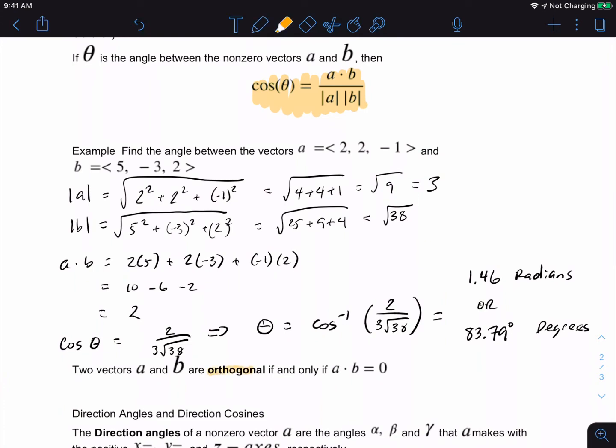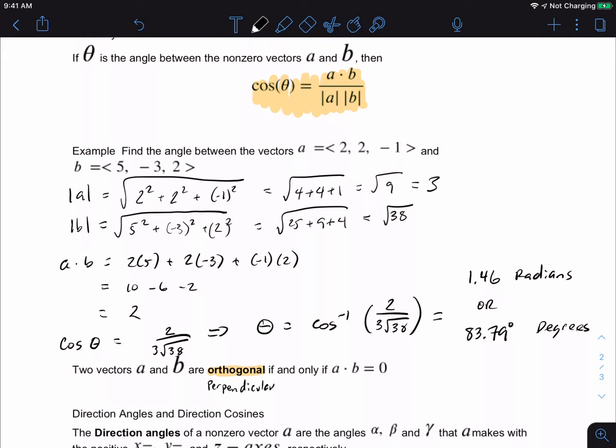All right, something important here too. Two vectors are said to be orthogonal. You may have heard it from your Calc 1 teacher. I hope you did. I know with my Calc 1 class, I always talk about orthogonal. All orthogonal means is perpendicular. So that's the same as being perpendicular.